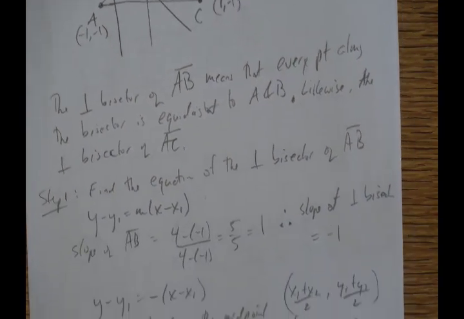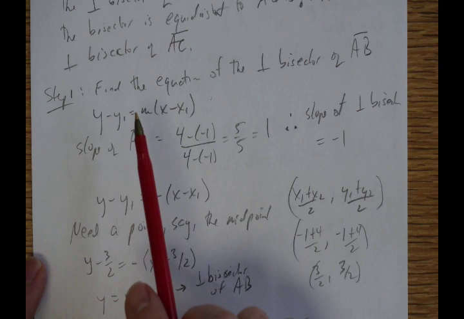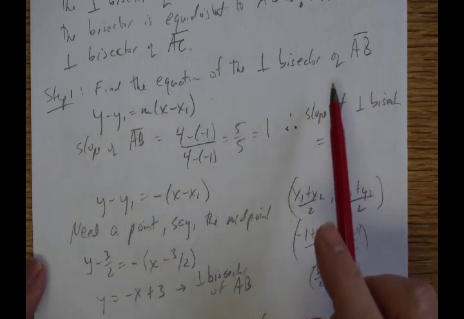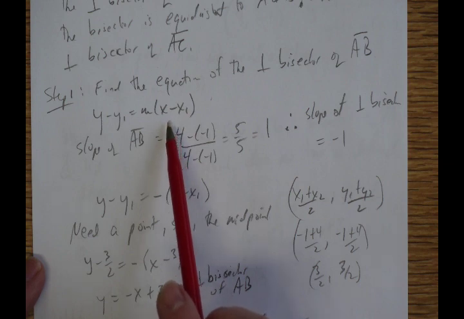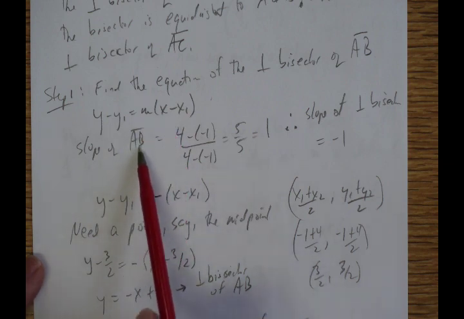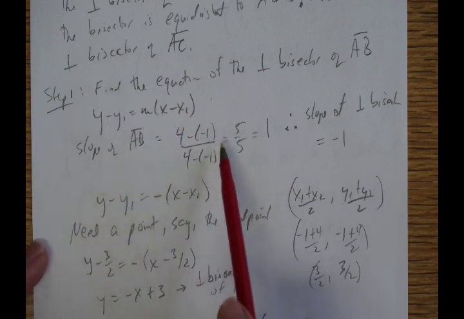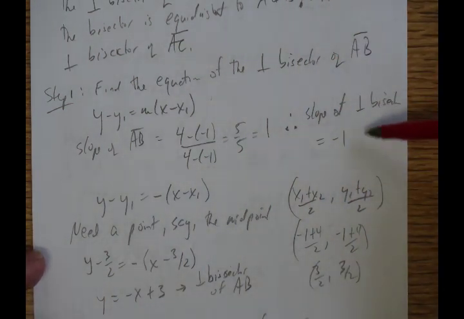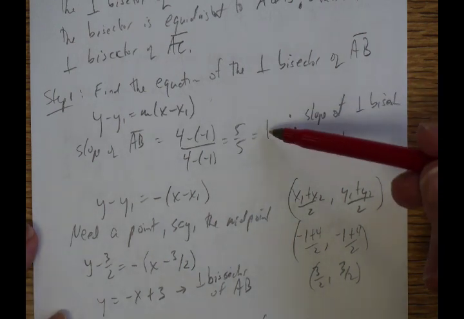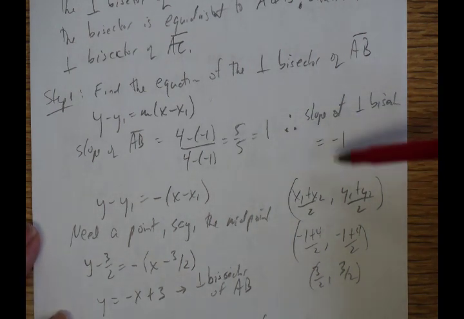Now the meat of it. So the first thing I'm going to do is find the equation of the perpendicular bisector of AB. Again, I start off with my point slope form of the equation. So find out the slope of AB. So that's here. I find out the slope is 1. So the slope of the perpendicular bisector then is going to be -1, because this times this must be equal to -1.